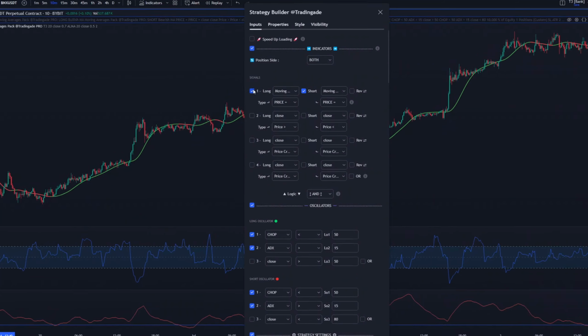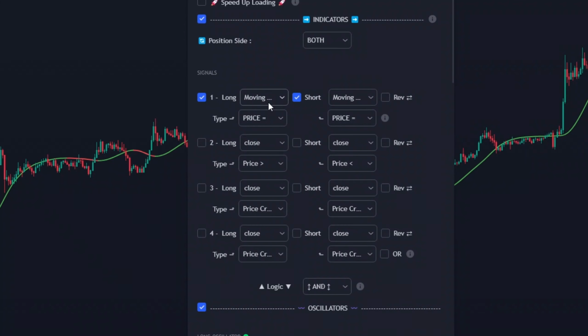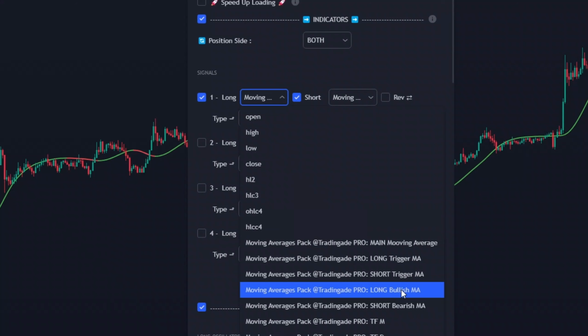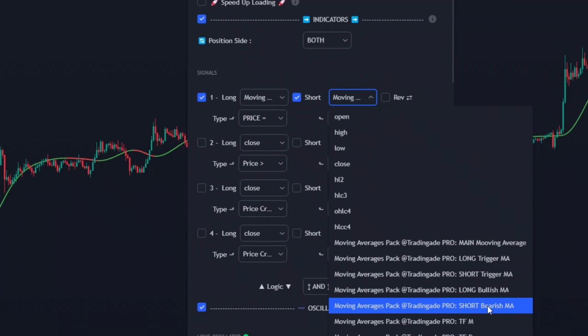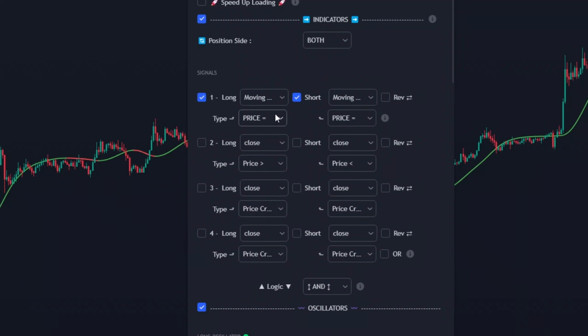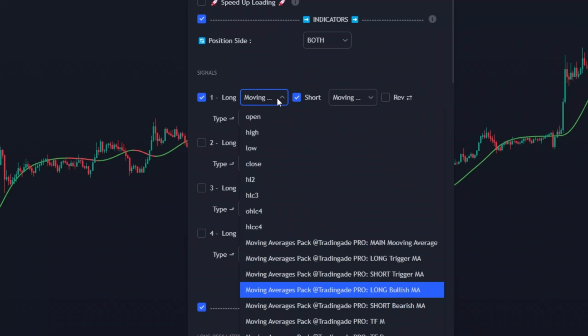We will turn on one long signal and one short signal. For the long signal, we're gonna select long bullish EMA, which basically means when the T3 is green, and for a short position, we will select short bearish EMA, which is the red T3. Here we're gonna select price equal to refer to these two conditions.